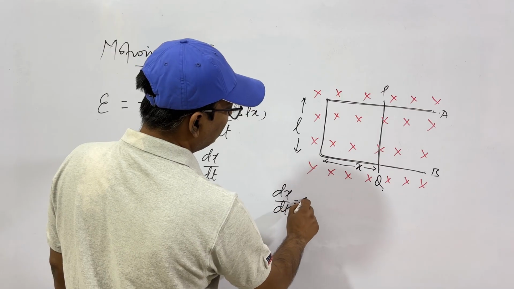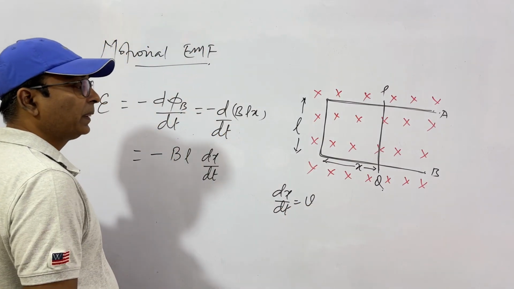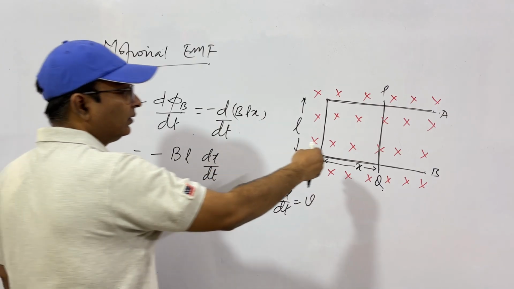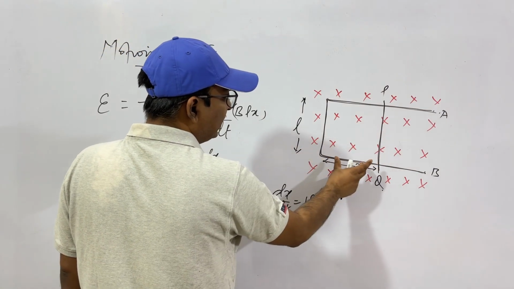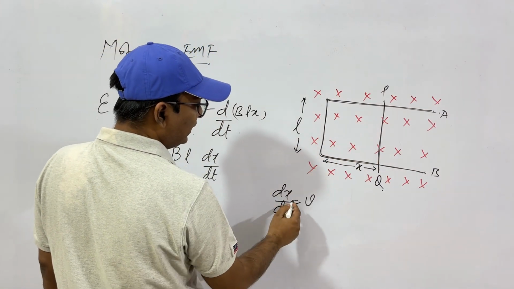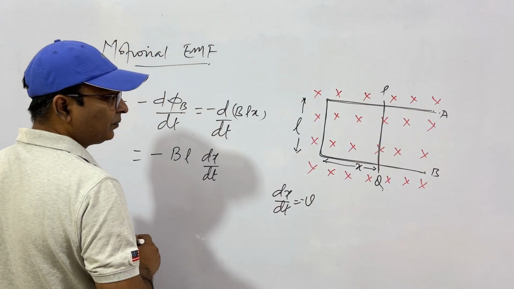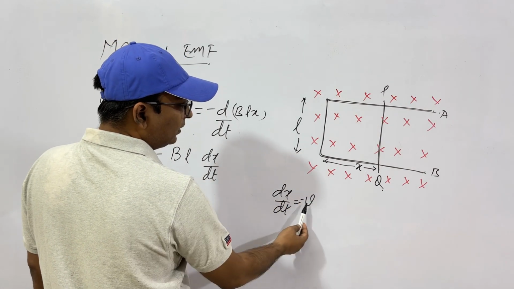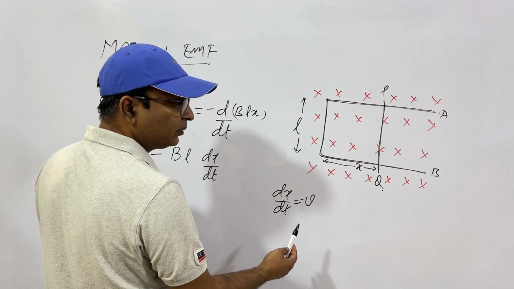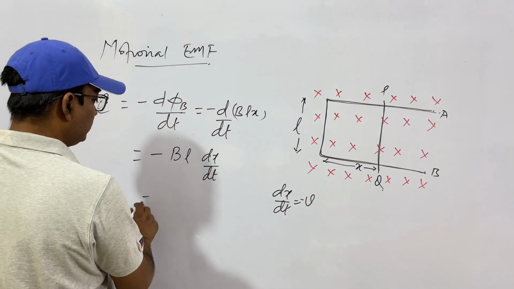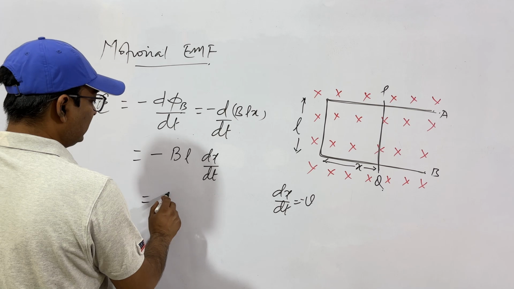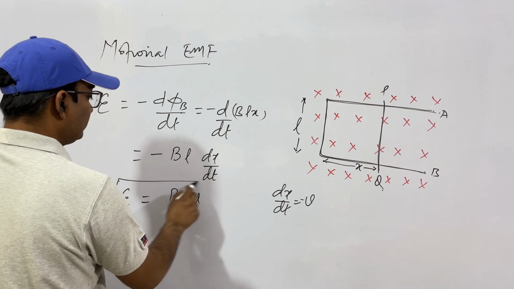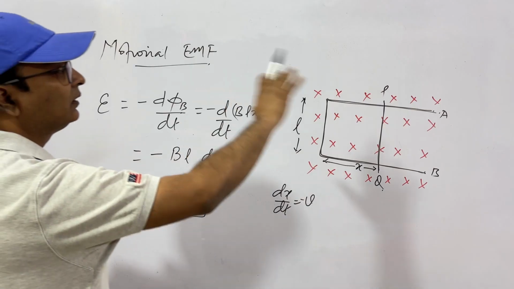Dx by dt is the velocity of the rod, but it reduces the area. If it is moving in this direction, x reduces. So dx by dt is minus v actually. Why? Because as x comes to this side, it will be reducing in nature, the area will be reducing. So dx by dt is minus v. So what we get is BLV. This is the expression for electromotive force in this type of setup.